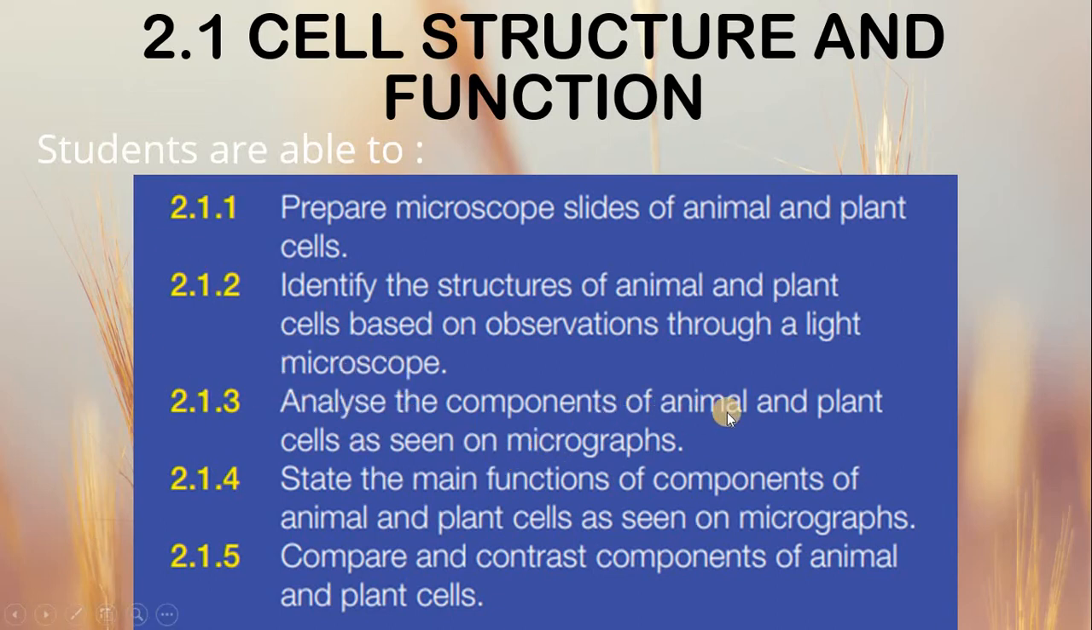Then for number 3, analyze the components of animal and plant cells as seen on a micrograph. Today we are going to cover this one. We are going to analyze the components of animal and plant cells. Also number 4, state the main function of components of the animal and plant cells. And number 5, compare and contrast components of animal and plant cells. Make sure you can cover learning standards 2.1.3, 2.1.4, 2.1.5 today.